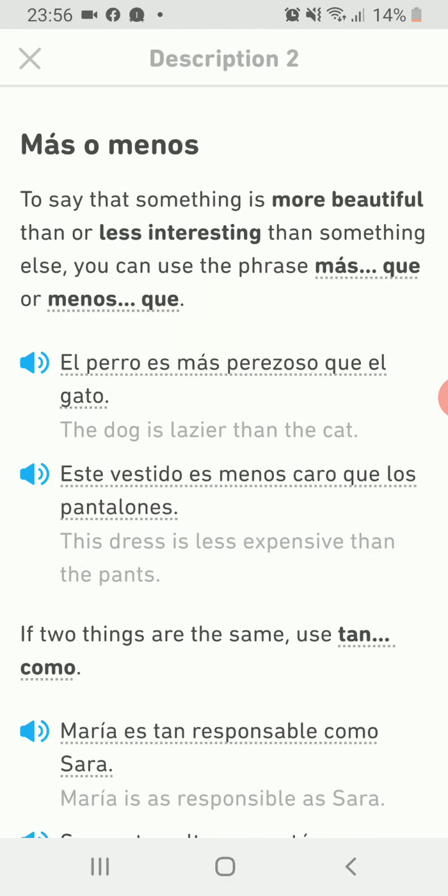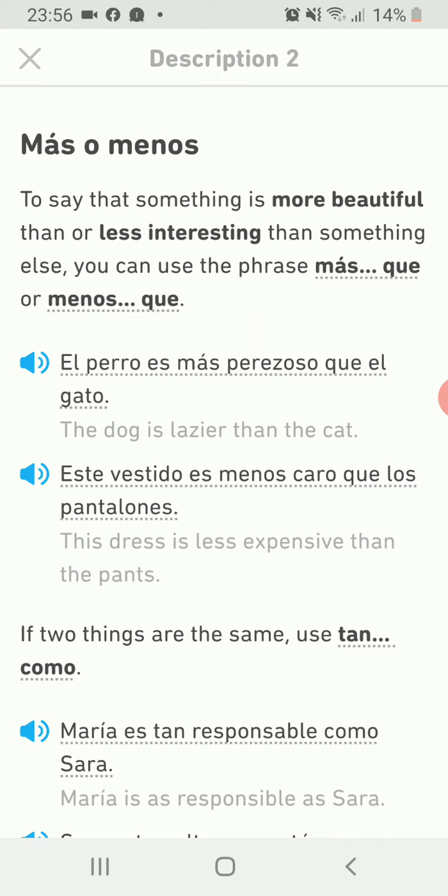Let's do one last. Every lesson brings you closer to your language goals. Más o menos, more or less. To say that something is more beautiful than or less interesting than something else, you can use the phrase más que or menos que. El perro es más perezoso que el gato. Perezoso, lazy. The dog is lazier than the cat. As you see, this is comparative. So in Spanish, you can also do comparative.